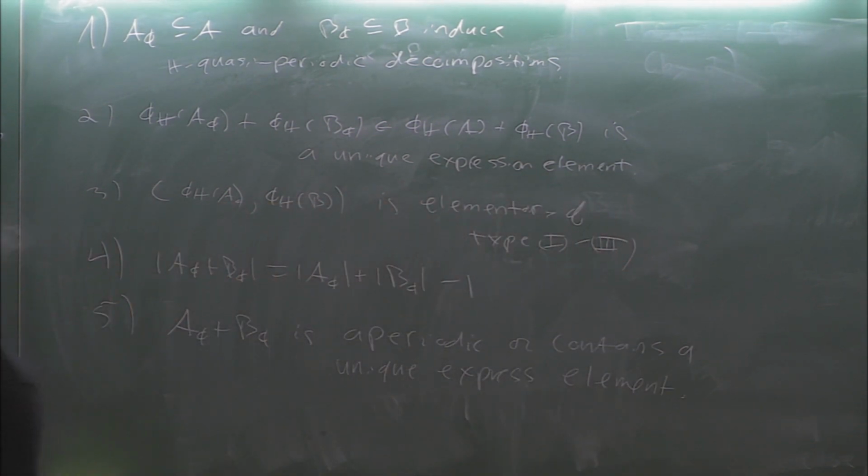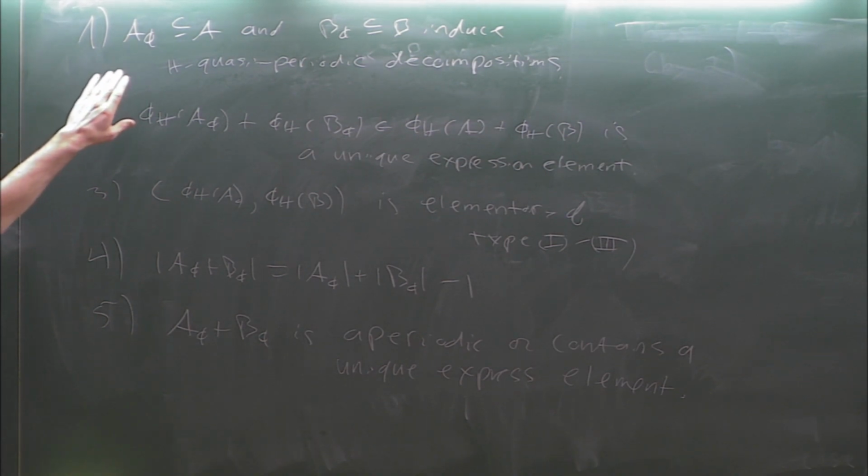Okay. It's a bit of a mouthful, but this is exactly that quasi-periodic lifting we talked about, right? It's saying that we have an arbitrary critical pair with one of these two things. It's either aperiodic or has a unique expression element. It either is one of those elementary pairs to begin with, or if not, it came from something else. Right? We had some quasi-periodic decomposition.